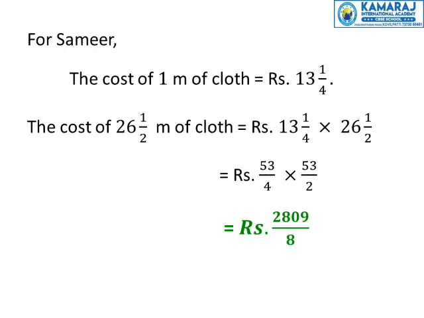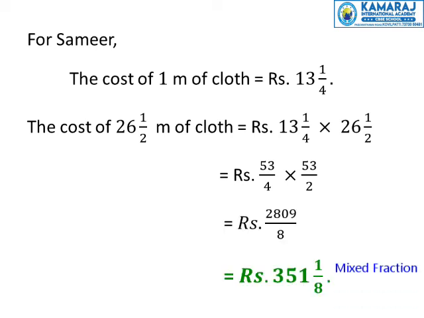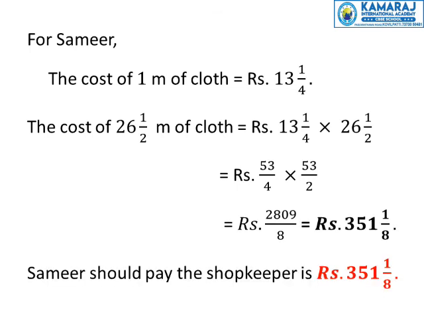This is an improper fraction, so we need to convert it into a mixed fraction. So it is equal to rupees 351 1 by 8. Therefore the cost of 26.5 meter of cloth is rupees 351 1 by 8. That means Samir should pay the shopkeeper rupees 351 1 by 8.